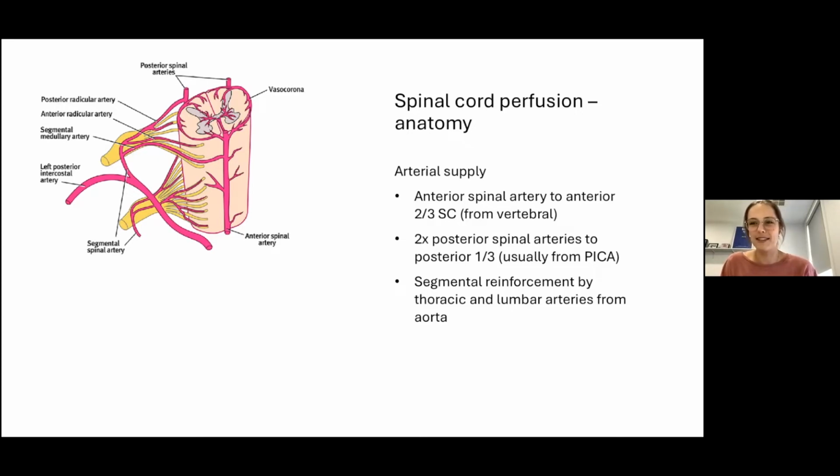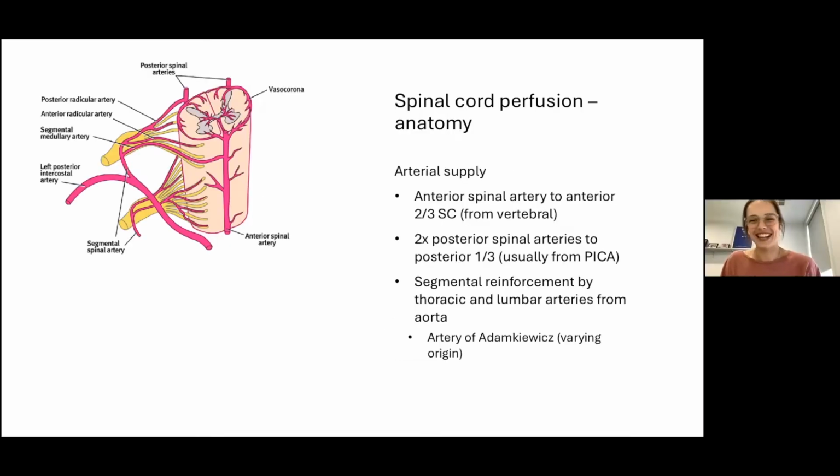Do you know what the main, there's like a name for a major segmental reinforcing artery. Do you remember what it's called? Hopefully no one asks you that, but it's there if you want it.